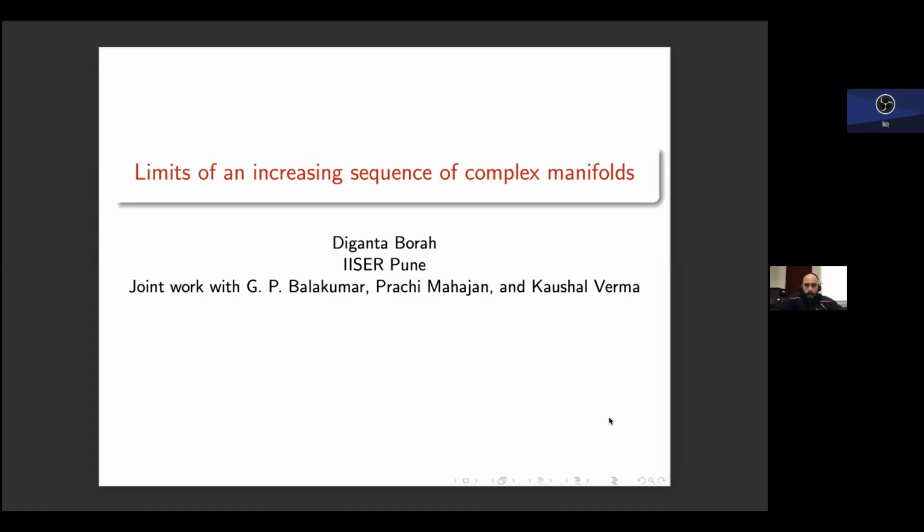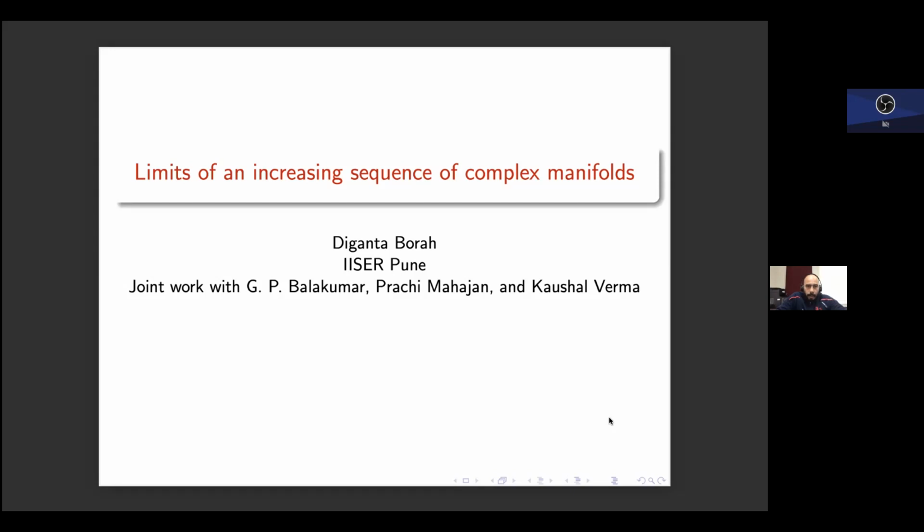Okay, so it's my pleasure to introduce Diganta Borah from ISER Pune. Diganta was a student at IISc a few years ago. He was Kaushal's student, and I see Kaushal isn't here, but at least Gautam is. So Diganta will talk about limits of an increasing sequence of complex manifolds. So over to you, Diganta. Thanks, Vamsi. And I also thank the organizers for giving an opportunity to talk here.